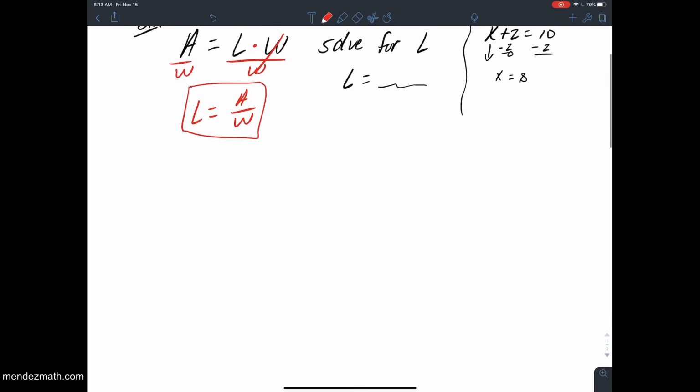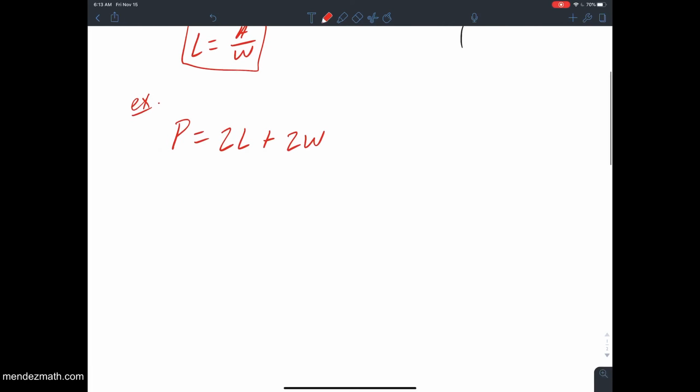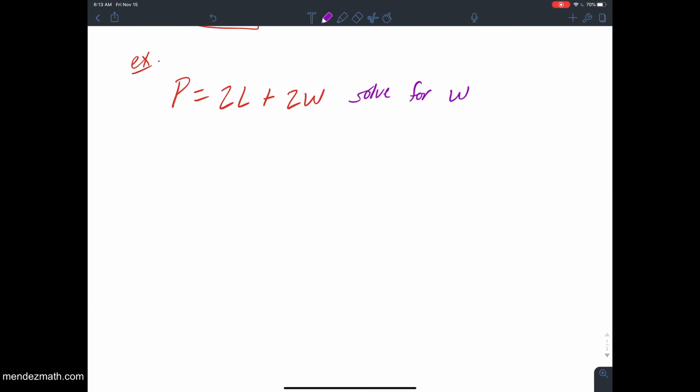Let's do another one. P equals 2 times length plus 2 times width. Let's go ahead and solve for W in this case, okay? So we're going to solve for W. All right, let's go ahead and get W by itself. So we need to get rid of the 2L. I'm going to subtract 2L to both sides.